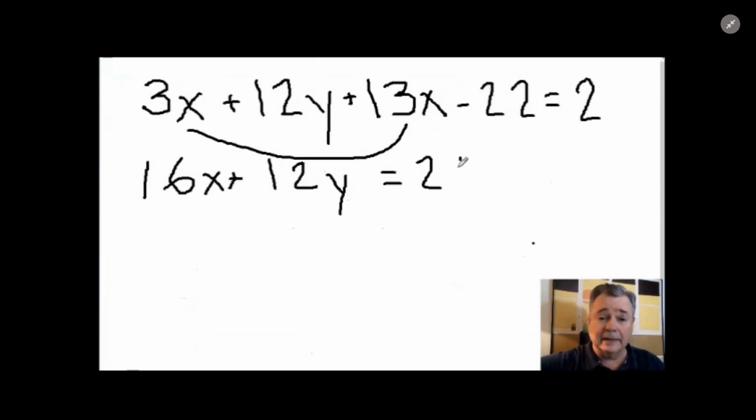But that isn't the standard form, because all the numbers can be divided by 4. So let's divide them by 4, and this will give us the standard form of 4x plus 3y equals 6.